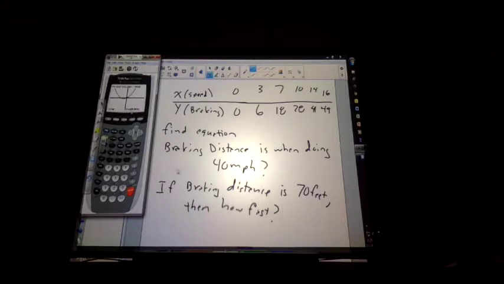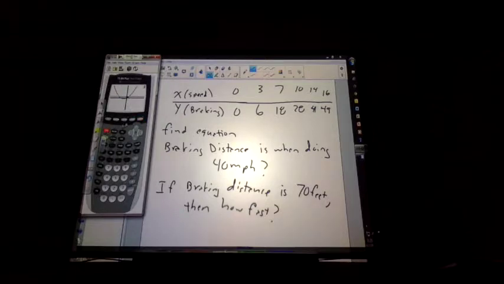Okay? Now, if the braking distance is 70 feet, then how fast am I going? What do I have to do in this case? There you go. So I'm going to plug 70 into Y2. And this is going to create a horizontal line. So I'm going to graph that as it comes across. Am I worried about the intersection right here? That's a negative mile per hour, so I know that's not going to work. So I'm looking for this intersection right here.